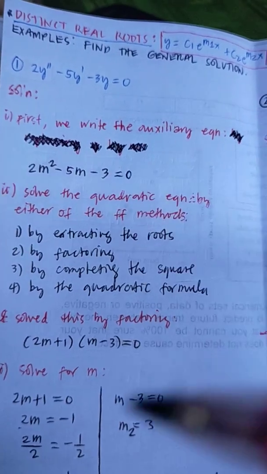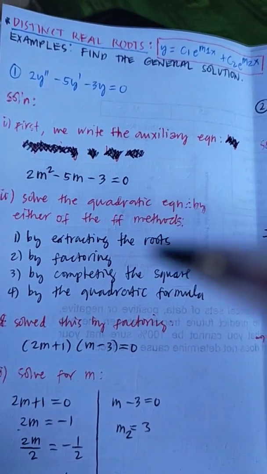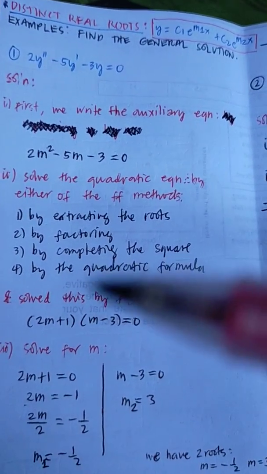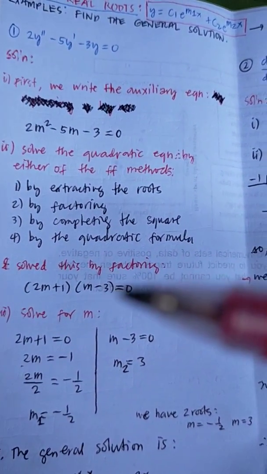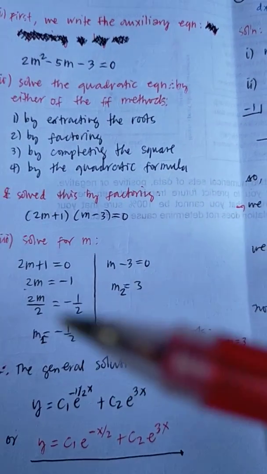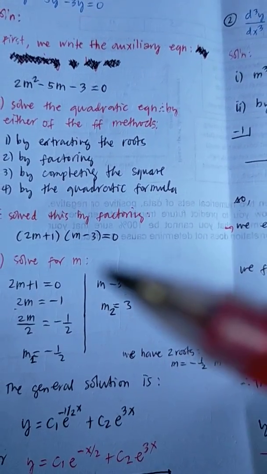I can solve this by factoring, no? Kani siyang 2m squared minus 5m minus 3 is equal to 0. Masolve na ako by factoring, but it's up to you kung sa inyong gamiton nga solution. So to solve m, as I have said, I factored that one, the left side. So I've come up with these factors: 2m plus 1 times m minus 3 is equal to 0.